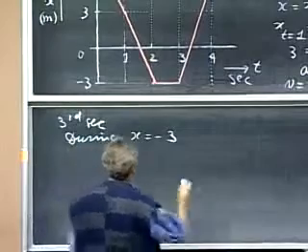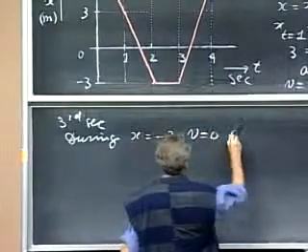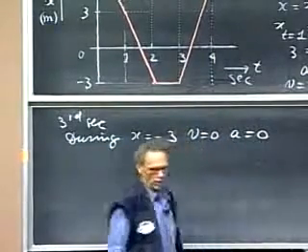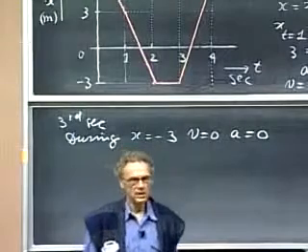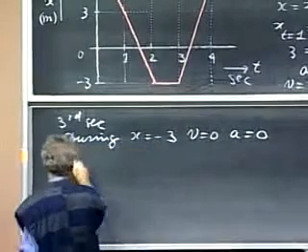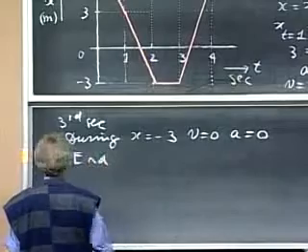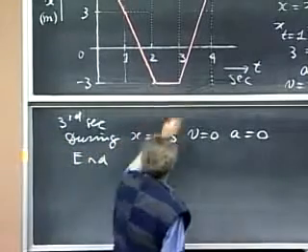And the velocity is 0, and a is 0. We can agree on that. What is the situation at the end of the third second? That means t equals 3.